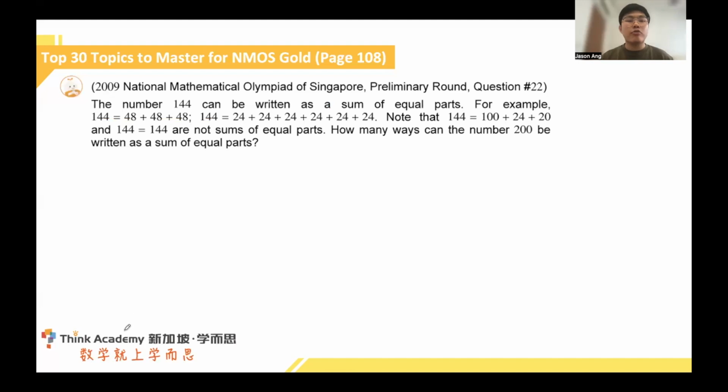So last but not least, let's go through one of our NMOS questions. It's a question from very long ago, but we can still apply this method really quickly. The number 144 can be written as a sum of its equal parts. For example, 144 equals 48 plus 48 plus 48. And the same thing goes for 24, 24, 24, all the way. But at the same time, we cannot use these numbers over here. And we can't even use it when it's equal to itself, because there are not equal parts. We have to have more than one number here. But notice that each of these equal parts is a factor of your 144. So we can do this question very quickly.